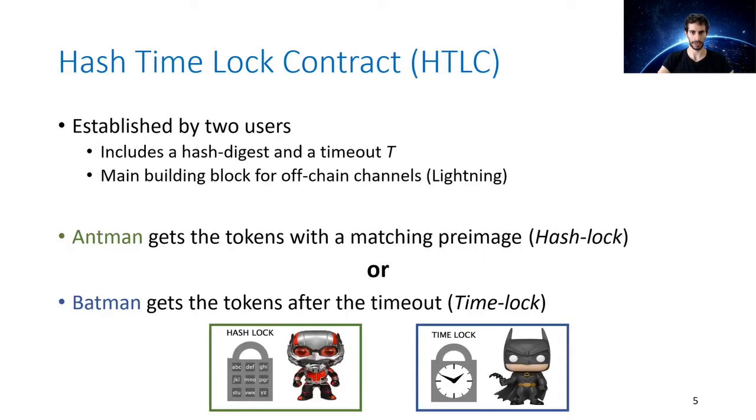Hash-time block contracts, HTLCs, are contracts established by two users, Ant-Man and Batman. They include a cryptographic hash function's output and a timeout T, measured in blocks. HTLCs are the basic building block for many cryptocurrency constructions, like off-chain payment channels, atomic swaps, contingent payments, and so on. The HTLC predicate states that Ant-Man can get the tokens by revealing a matching preimage, or that Batman can get the tokens after the timeout elapses. We refer to these as a hash lock and a time lock, respectively.